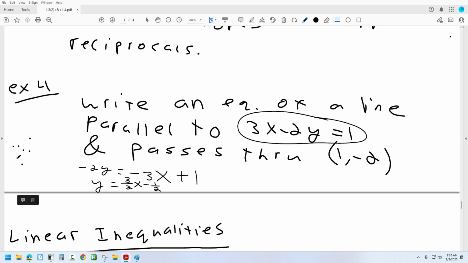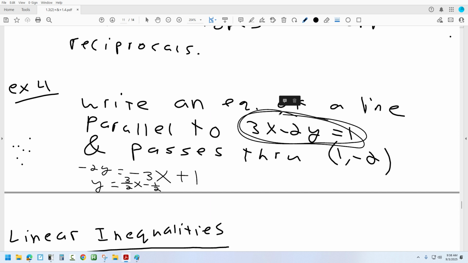Sorry, that comment box keeps popping up. So y equals 3 over 2x minus a half. Okay, so now I've rewritten that one in y equals mx plus b. What's the next thing that I would do if I'm trying to find a line parallel to that?